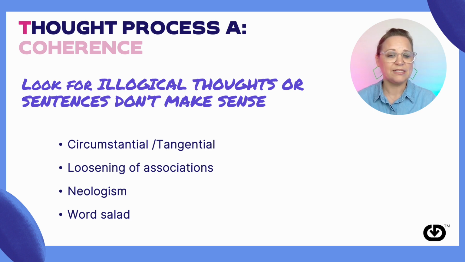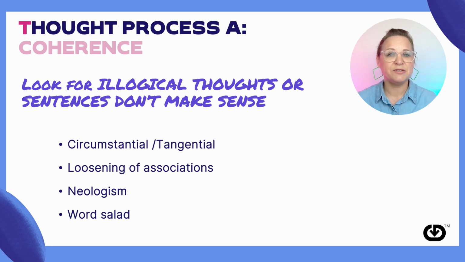So for thought process, coherence, we're going to be looking for any illogical thoughts or sentences that don't make sense. So circumstantial or tangential is when a patient goes off on a tangent. So you might be talking about what they had for breakfast today, and then they had an orange. And did you know that oranges are made in Florida, and Florida has beautiful beaches, but then the sharks can be really dangerous? That's going off on a tangent. We were talking about breakfast, and now we're talking about sharks in Florida.